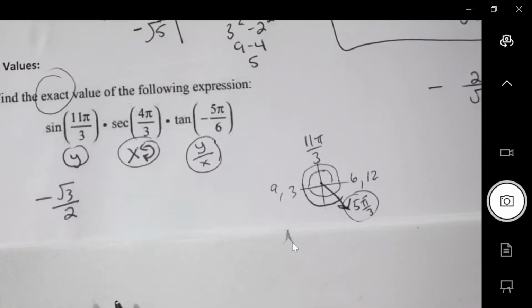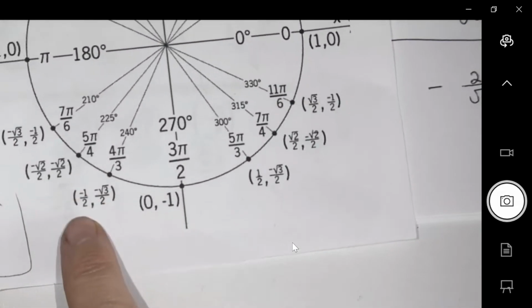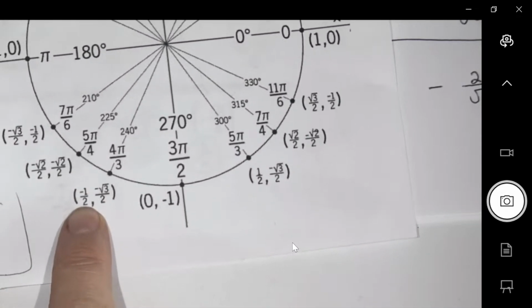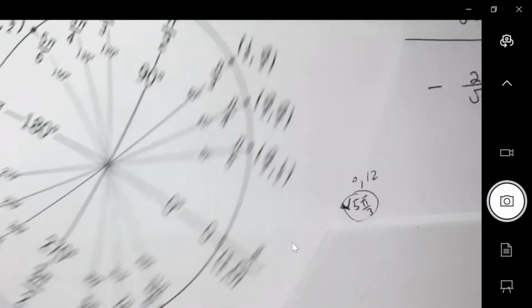Okay, 4 pi over 3. There, we can just go to it. 4 pi over 3. We already said we're going to take the x value and then flip it upside down. So 2 over negative 1.